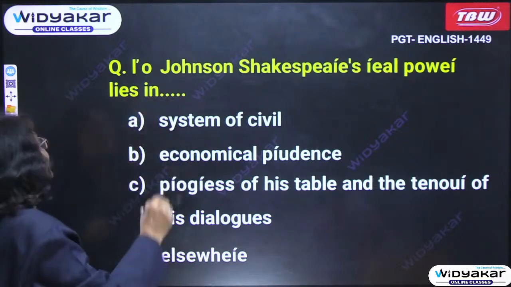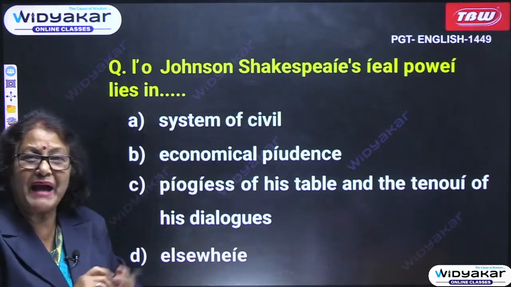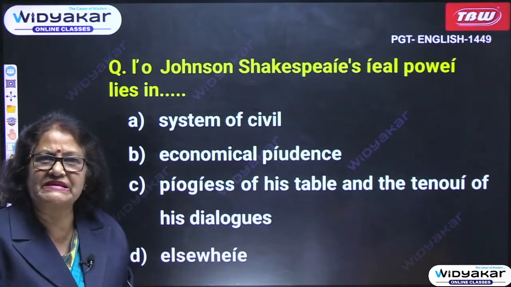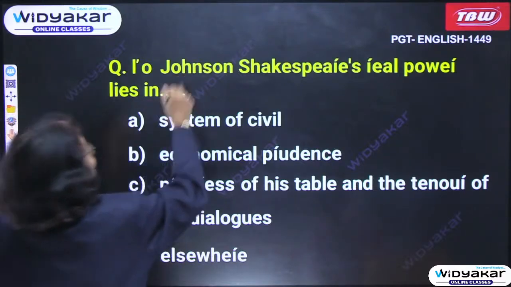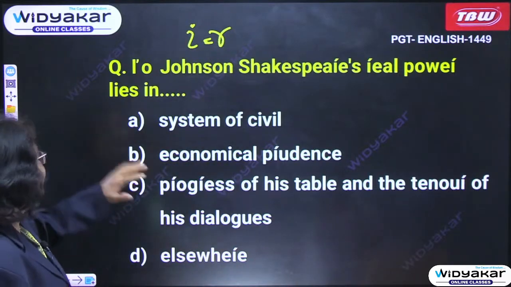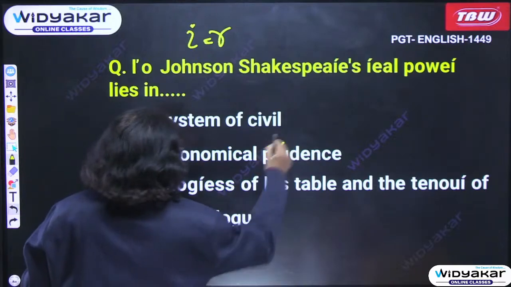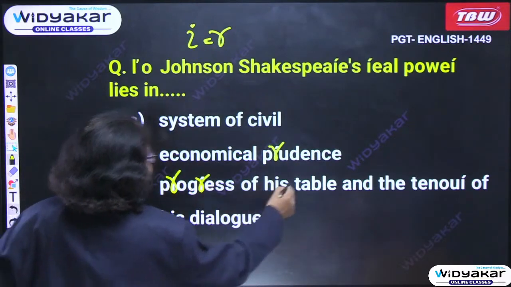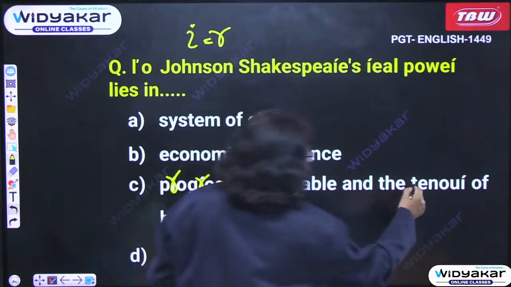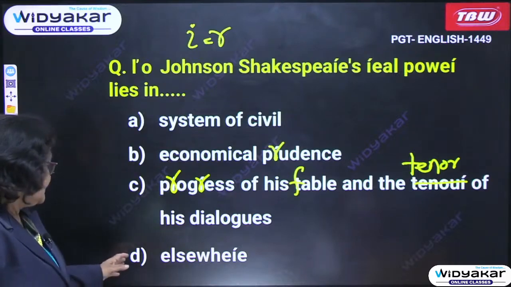For Johnson, Shakespeare's plays are like a map of the earth, where brown is mountain, blue is rivers and oceans, and this is the entire earth. Johnson says Shakespeare's real power lies in: A, system of civil; B, economical prudence; C, progress of his fable, plot or story, and tenor of his dialogues; D, elsewhere.